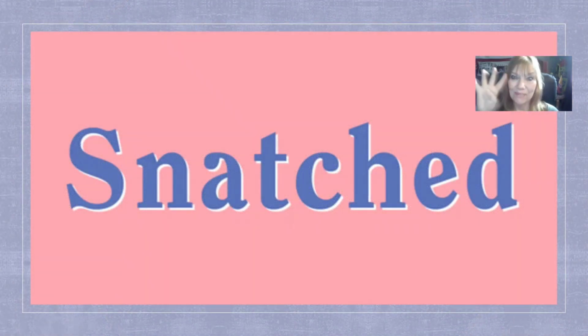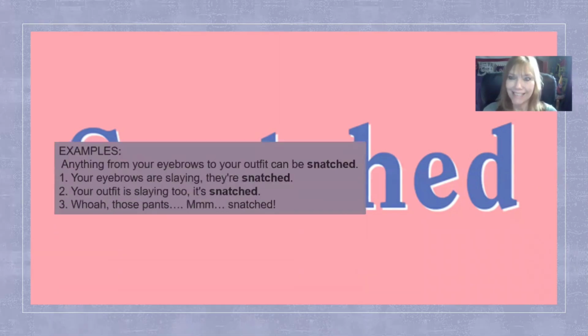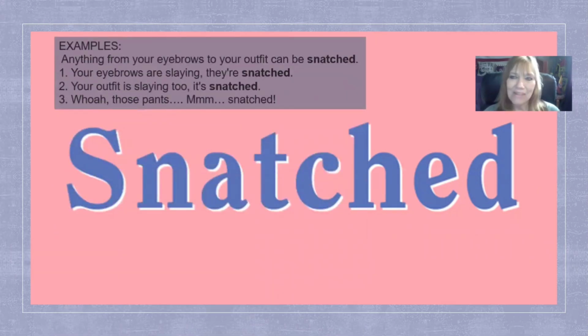All right, term number 4 is snatched. What does this mean, snatched? All right, let's look at some examples. See if you can guess what it means. So anything from your eyebrows to your outfit can be snatched. Your eyebrows are slaying. They're snatched. Or example number 2, your outfit is slaying too. It's snatched. Or whoa, those pants, snatched. So what do you think it means, snatched? Can you think of a guess?